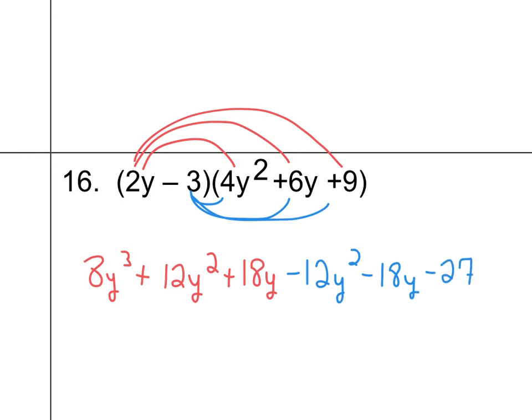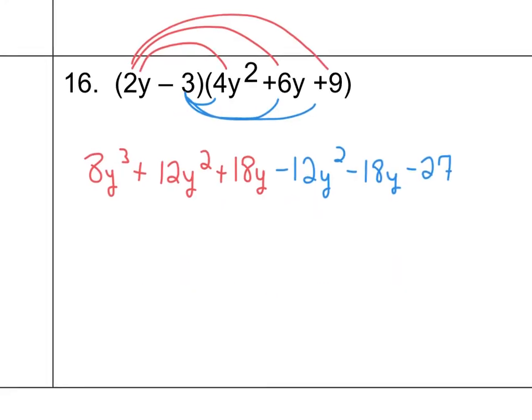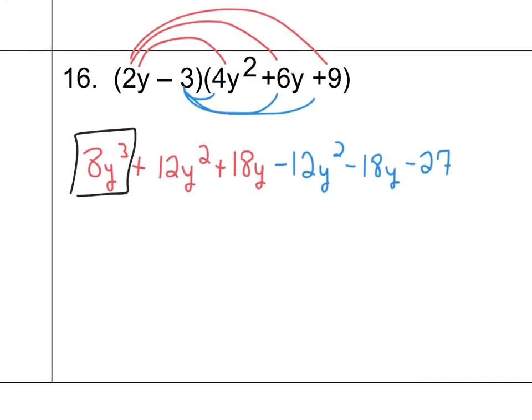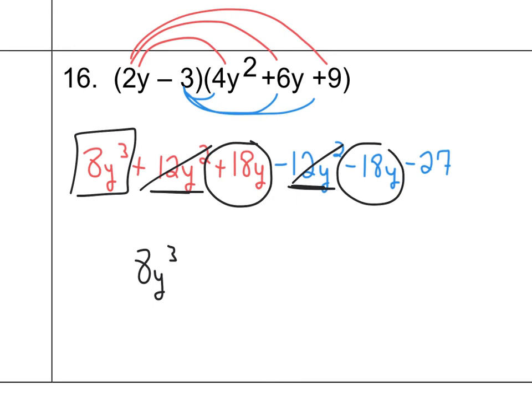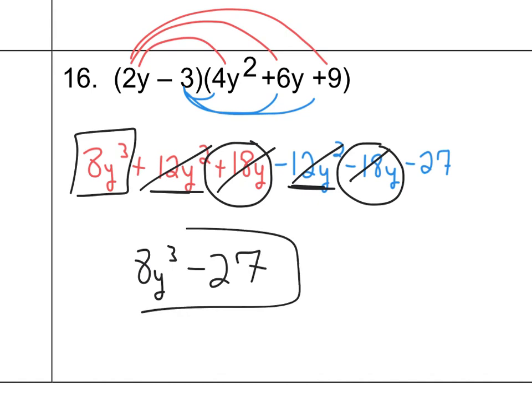Now be careful here because you've got to combine like terms, and there's a lot of them. There is no other y cubed, so 8y cubed stays the same. I've got a y squared here and a y squared there. 12 minus 12, though, cancels out, so they're gone. I have a y and a y, but again, one's positive 18, one's negative 18. They cancel. And then all that's left is the minus 27. So a lot of this is stuff that we've done recently. If you have any questions, though, you got to let me know. So good luck.